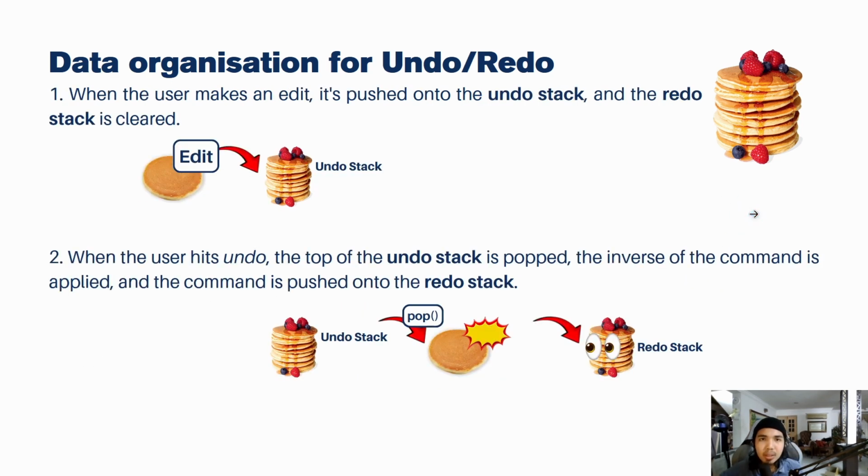So when the user makes an edit, it's pushed onto the undo stack, and then the redo stack is cleared. And when the user hits undo, the top of the undo stack is popped, the inverse of the command is applied, and the command is pushed onto the redo stack. So as you can see, if you undo something, you can imagine that as a pop operation for popping the action that you want to erase. But that popping will also be tracked by the redo stack.